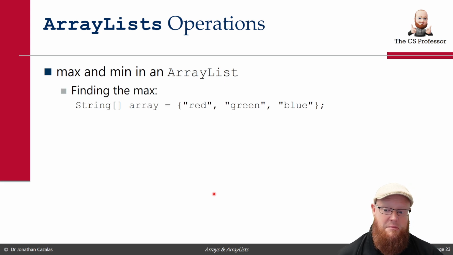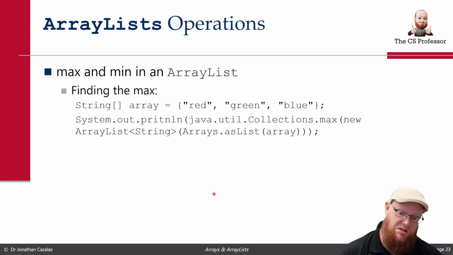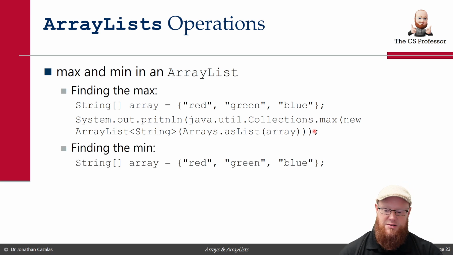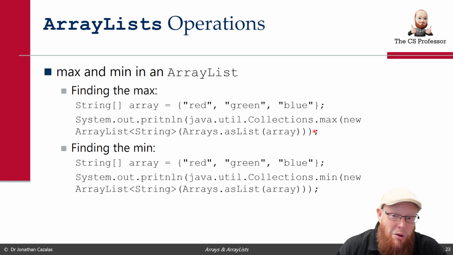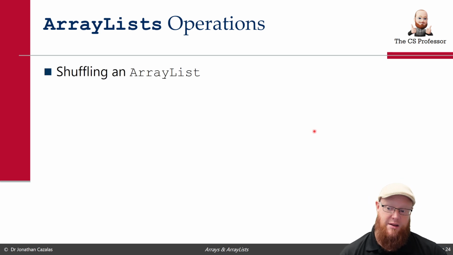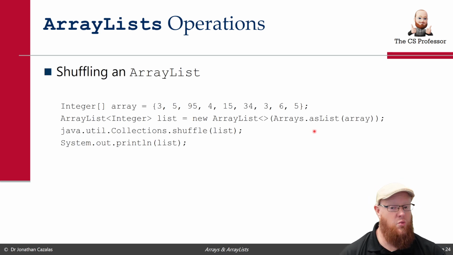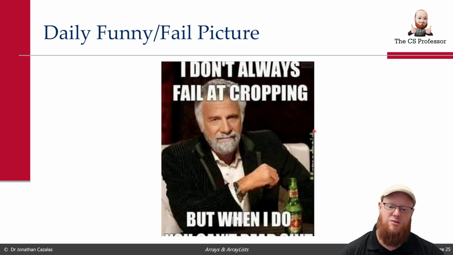Finding the min and max in an array list. This is interesting. Just something that's part of the Java collections. You can get the maximum value of an array list. We can also get the minimum value of an array list. Super helpful? I don't know, maybe not. Something to be aware that it exists. Shuffling. We can use collections.shuffle to shuffle values in an array list, kind of like I just showed you collections.sort.